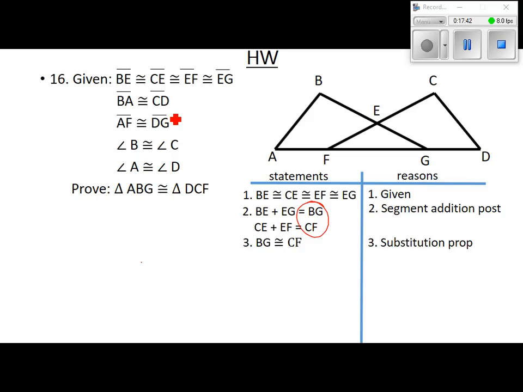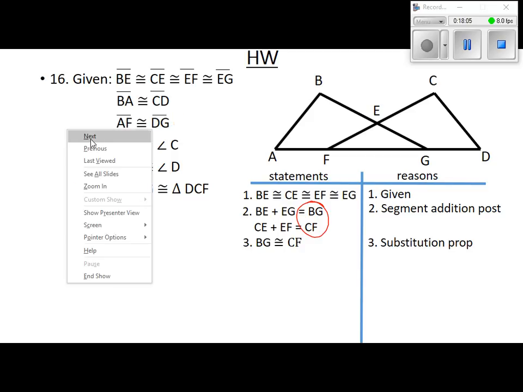What's the reflexive property? Somebody said that. What's the reflexive property again? Anything equals itself. So when you're saying reflexive property, it's got to be something like AB equals AB. They've got to be exactly the same. Can't be AB equals CD. All right, that's not the reflexive property. It's got to be exactly the same.